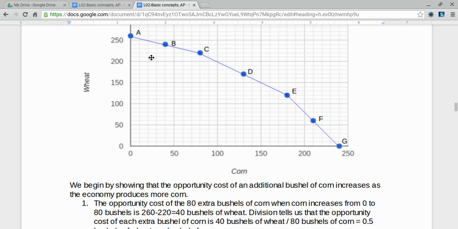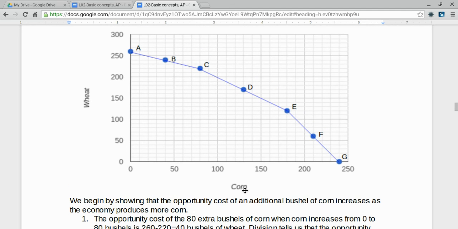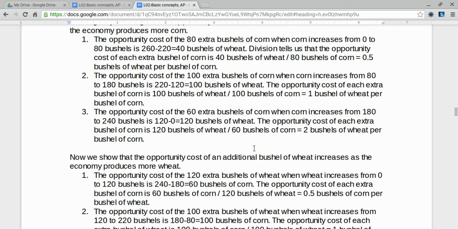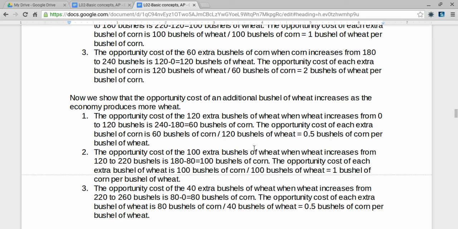Notice the opportunity cost of each bushel of corn goes from 0.5 to 1 to 2 because the production possibility frontier becomes steeper as we move down and to the right. We can also show the opportunity cost of an additional bushel of wheat increases as the economy produces more wheat. I'm going to let you read the notes and walk through that on your own.